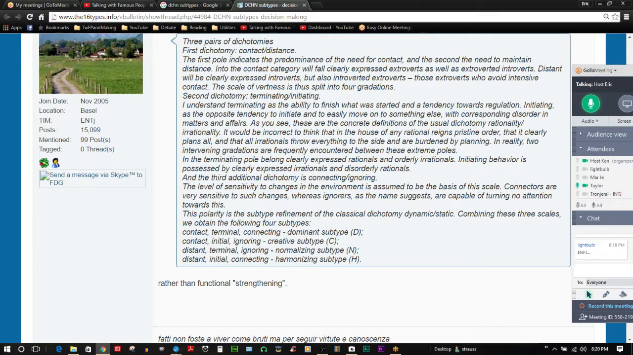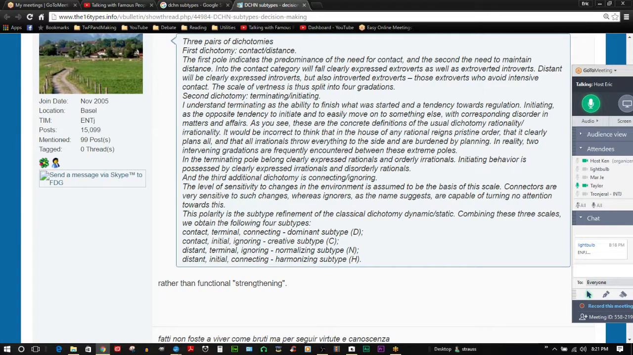Rationality, irrationality. It would be incorrect to think that in the house of any rational reigns perfect order, that it clearly plans all, and that all irrationals throw everything to the side and are burdened by planning. In reality, two intervening gradations are frequently encountered between these two extreme poles. In the terminating pole belong clearly expressed rationals and orderly irrationals. Initiating behavior is possessed by clearly expressed irrationals and disorderly rationals.